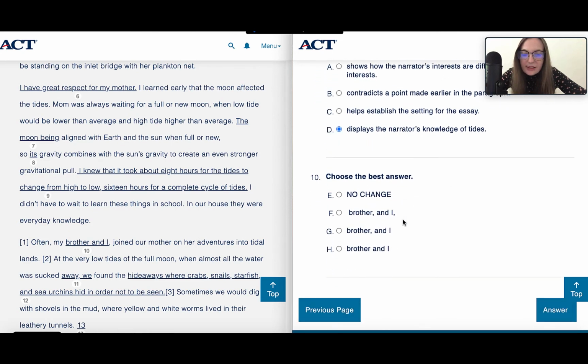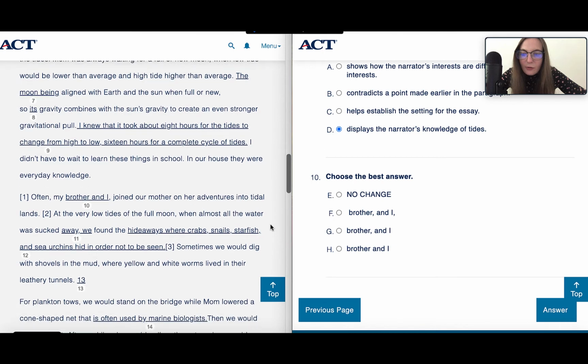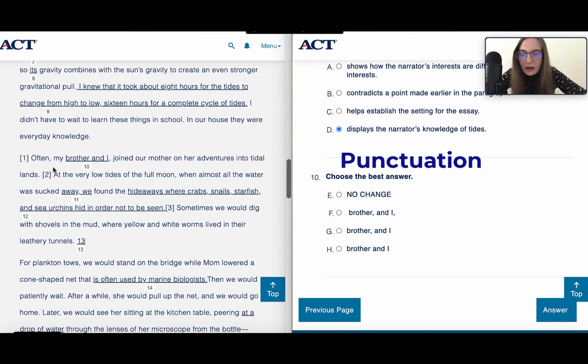Alrighty, then let's look at number 10. So for number 10, we have a comma after the word often. The reason why we have a comma after often is just because often is like an opening or introductory phrase. So that comma belongs there only for that reason.